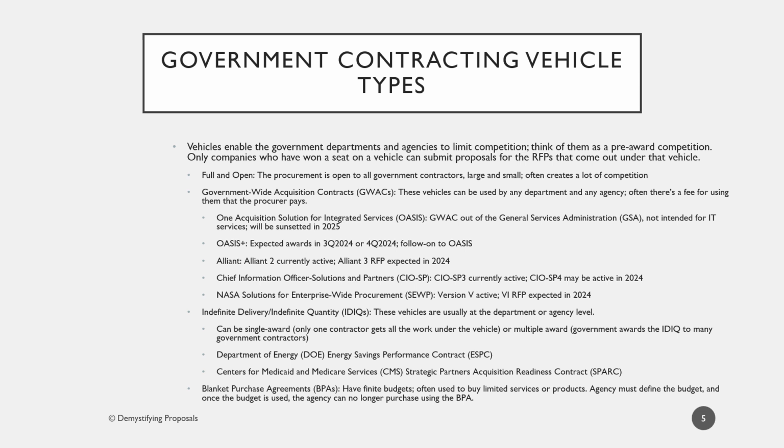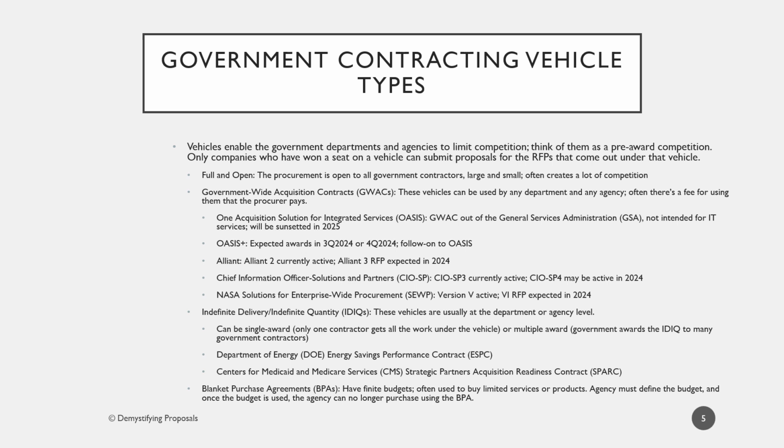Then there are also blanket purchase agreements, or BPAs. BPAs have finite budgets and are often used to buy limited services or products, which are predefined when the procurement is let out. An agency must define the budget, and once the budget is used, the agency can no longer purchase using that BPA. This contrasts them with IDIQs, which are often defined more broadly than a BPA, and the ceiling can be raised on an IDIQ.